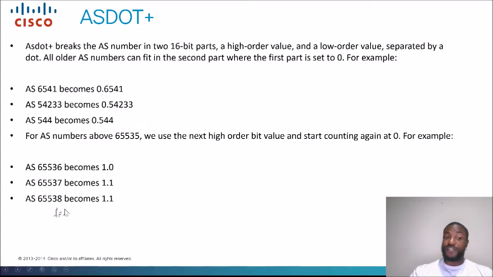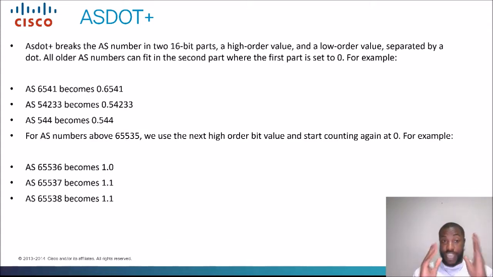What is 65,539? What do you think that becomes? Pause and think about it. We back. It's pretty simple, right? 65,539 becomes 1.3, right? So 65,538 is 1.2, 65,539 is 1.3, and so on and so forth, right? And that's AS dot plus notation.